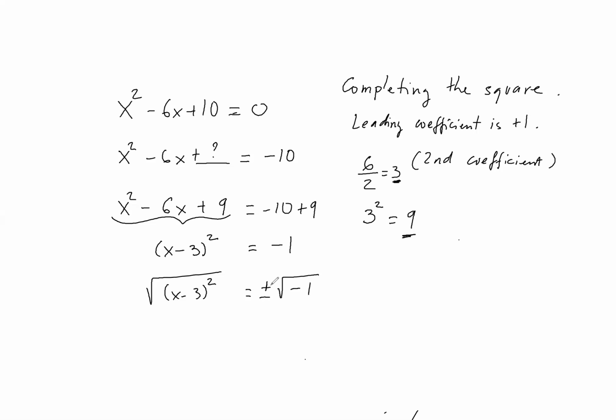Okay, then we are going to simplify this. The square root and the square undo each other. So on the left, you will have x minus 3. On the right, you will have plus and minus i. Okay, we want to solve for x, so we add 3 to both sides. Then the answer is 3 plus and minus i. Okay, so here is the second example solving a quadratic equation using the completing the square method with a complex answer.